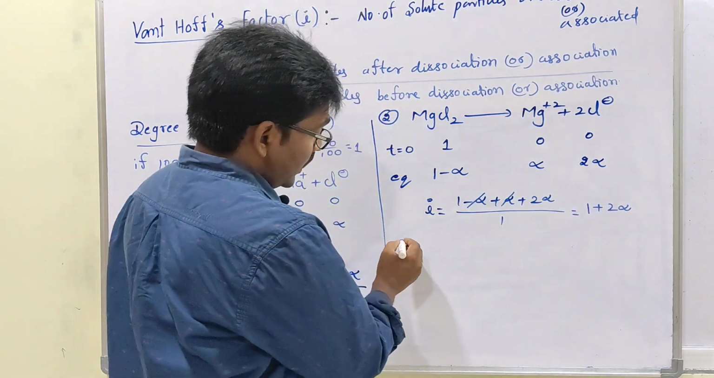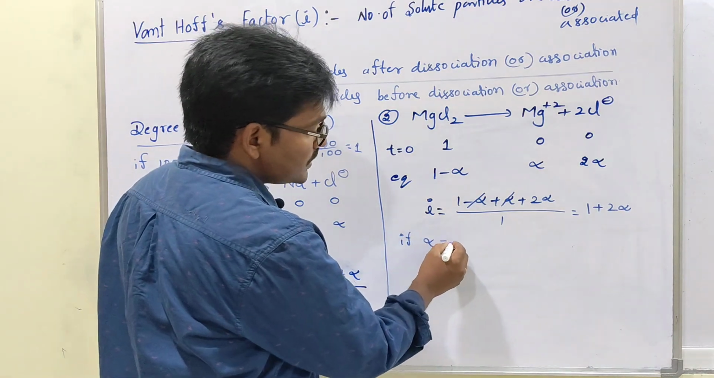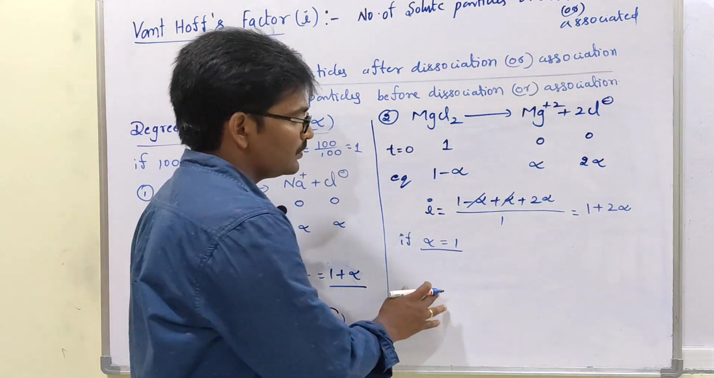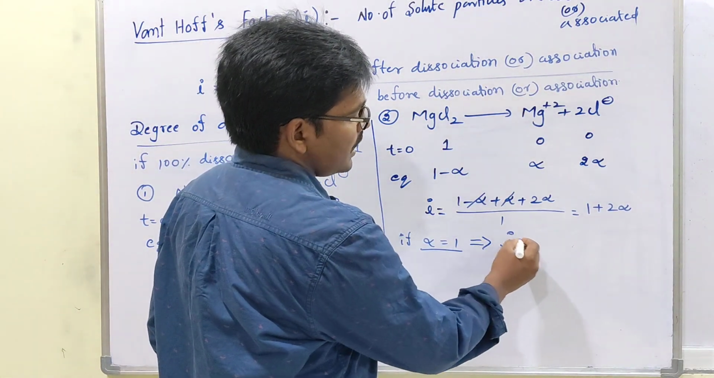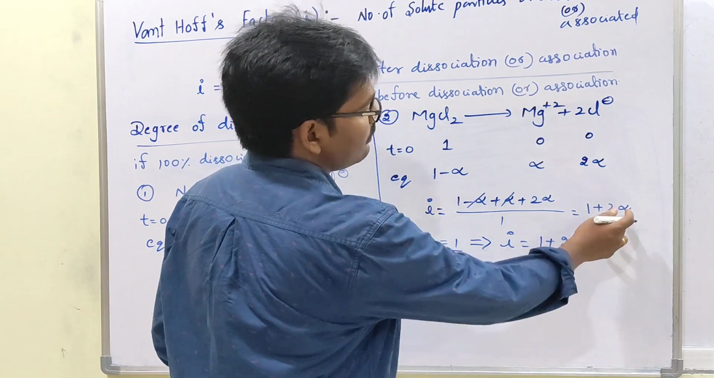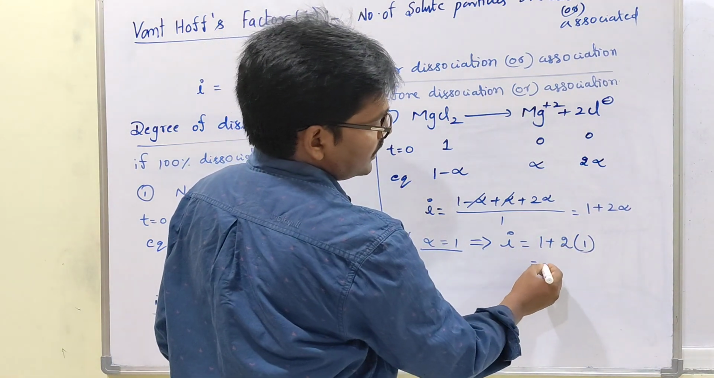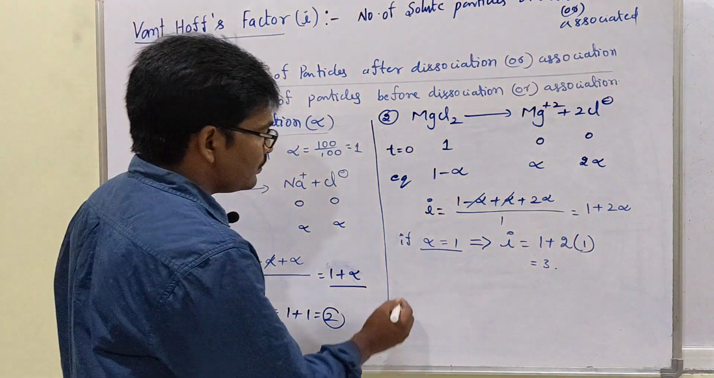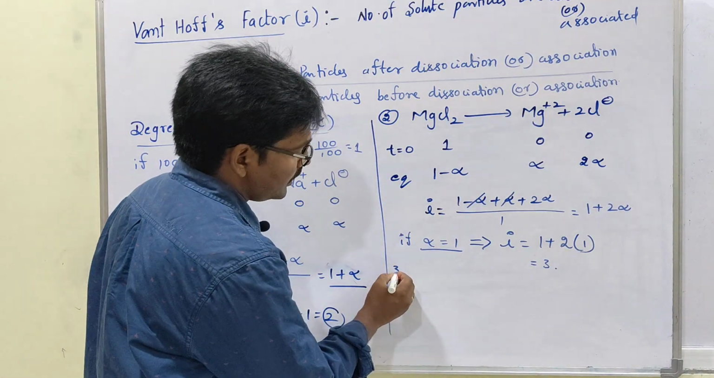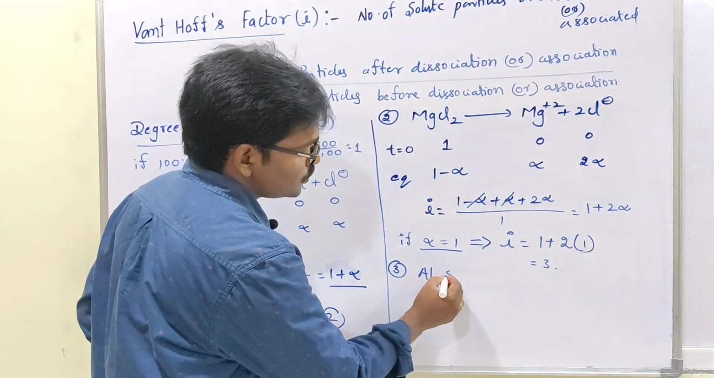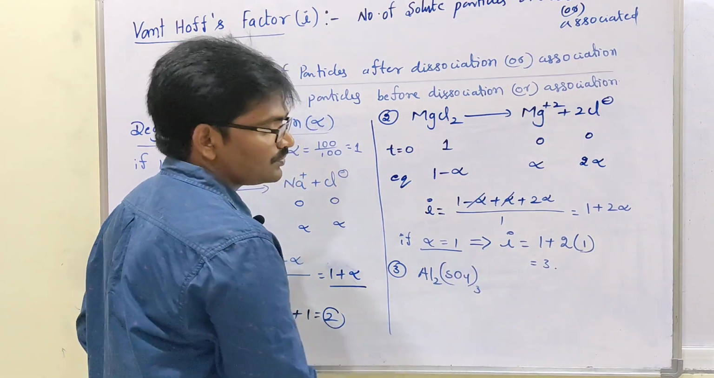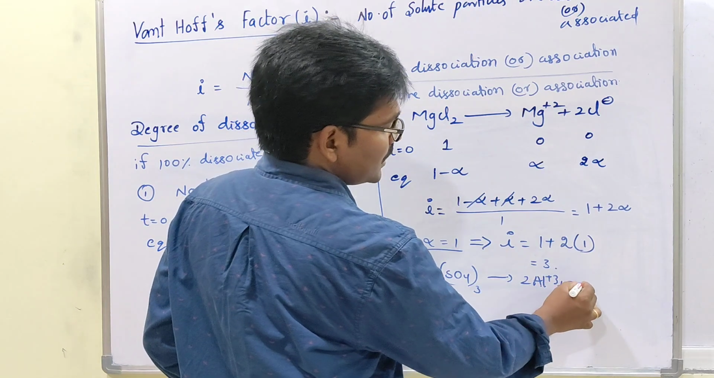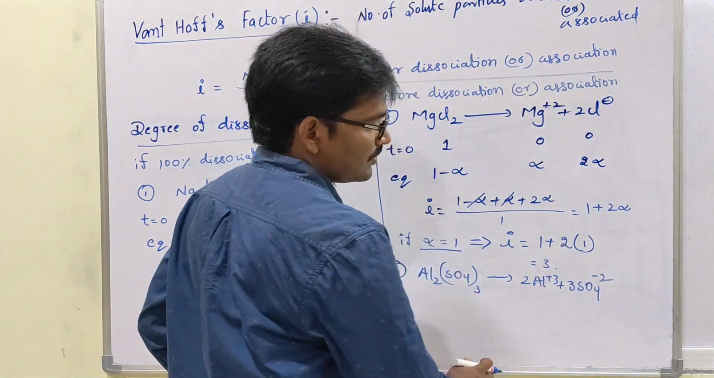Right? If alpha it is equals to 1 అంటే 100% dissociation జరిగితే ఏం తీసుకోవచ్చు? Sir, 100% dissociation జరిగితే I value ఏమవుతుంది? 1 plus 2 into alpha, value is 1. So then 1 plus 2, then you can get 3. Yes, 3. So one more example, that is in case if you take Al2(SO4)3, it will dissociate into 2Al plus 3 and 3SO4 minus 2, right? Yes, exactly.